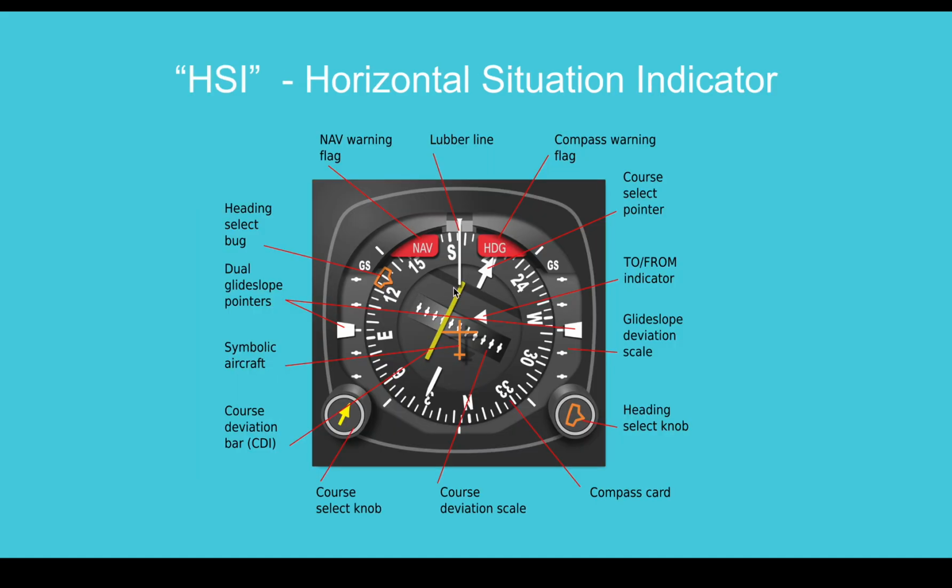The HSI has a lot more stuff going on, but essentially it still has a CDI or course selection pointer. It also has a to/from flag. It's this triangle here in the middle of the gauge. This yellow part is the CDI, that's your gauge there. Then this is your scale, how many degrees you're off. And then this is your course deviation indicator over there.